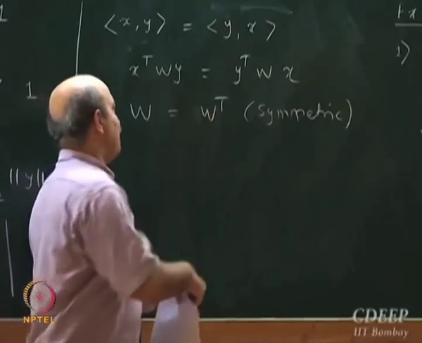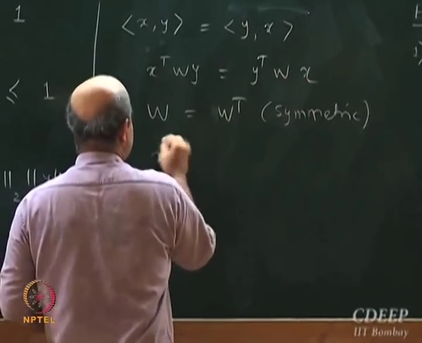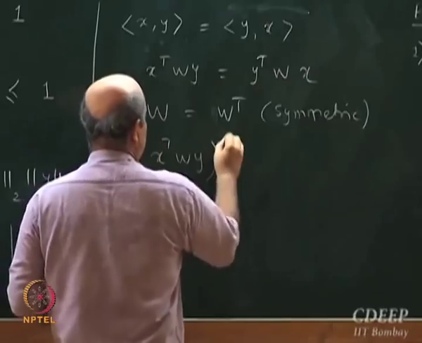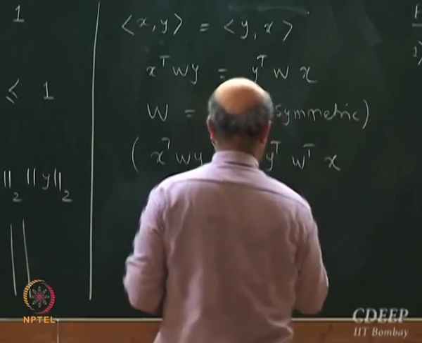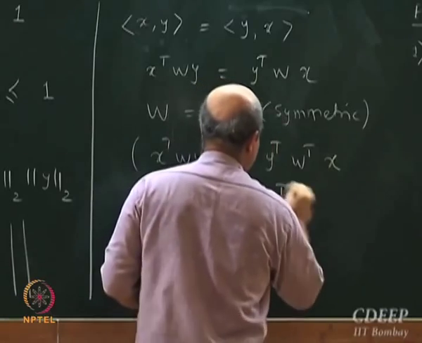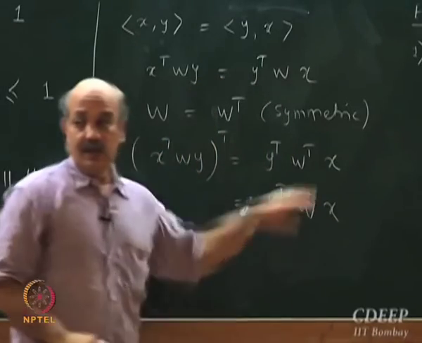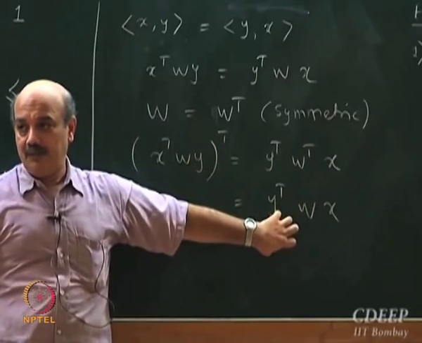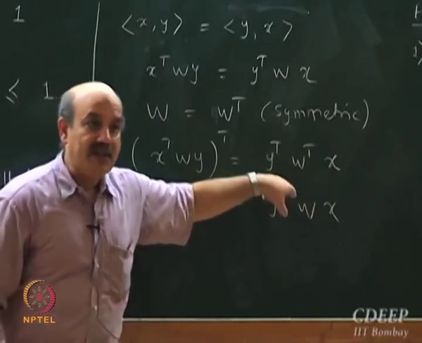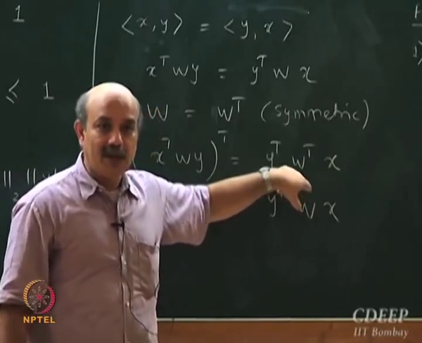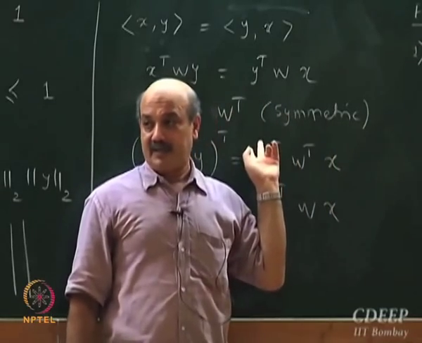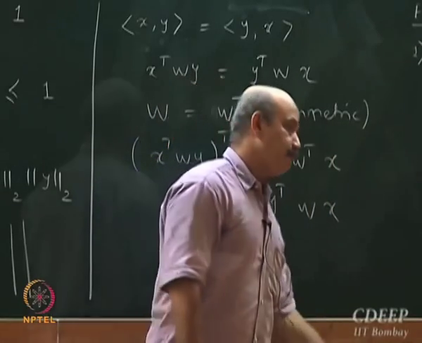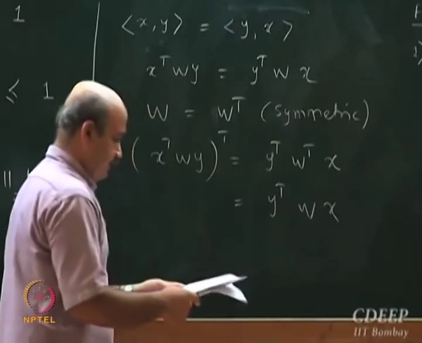Then what will happen? If I take x transpose Wy transpose, that is y transpose W transpose x, which is y transpose Wx, because W transpose is equal to W. So symmetry is very, very important. So I need a positive definite matrix and a symmetric matrix. What next?